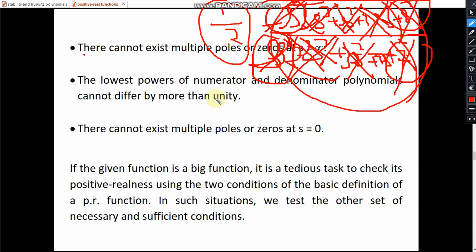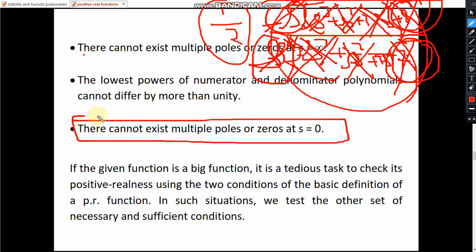But there should not be the difference which is more than unity between lowest power here and lowest power here. So what does that mean? It simply means that there should not be multiple poles or multiple zeros at the origin.